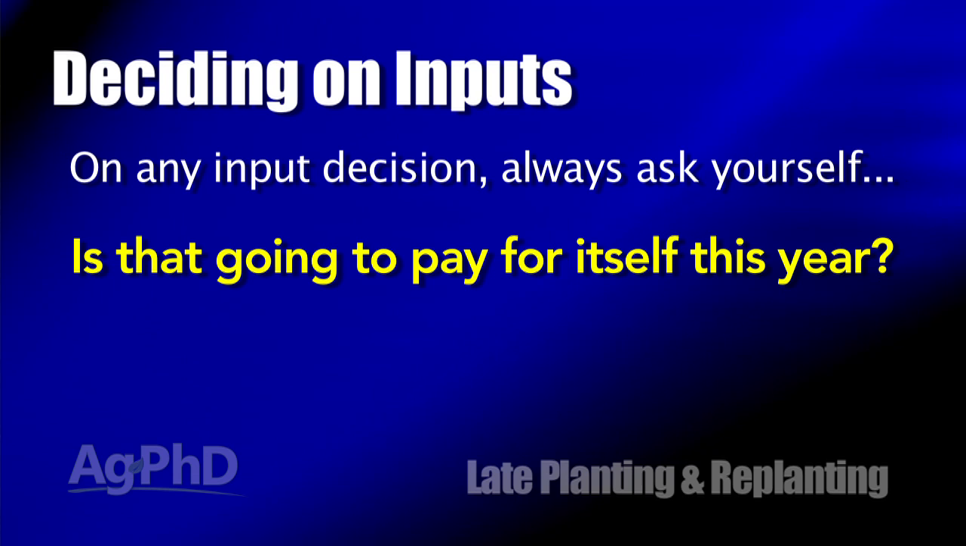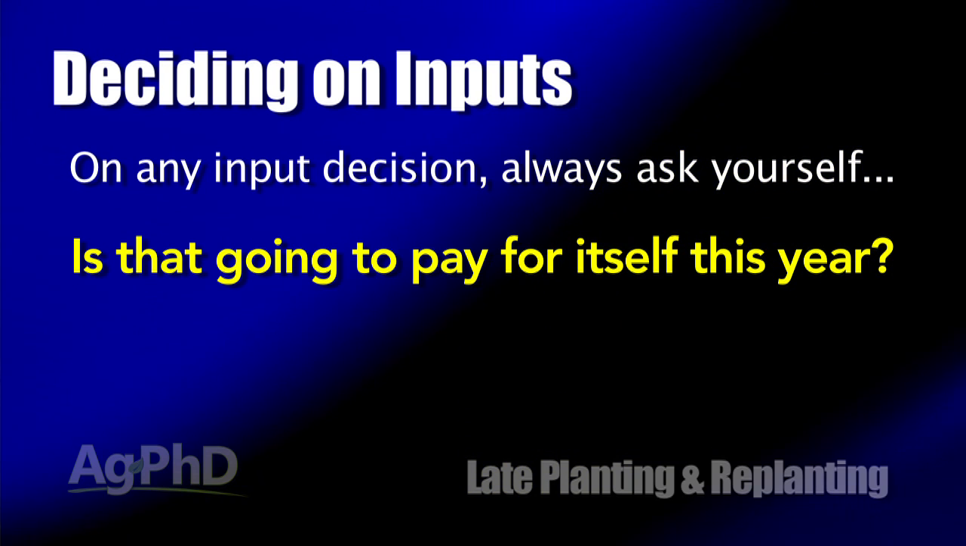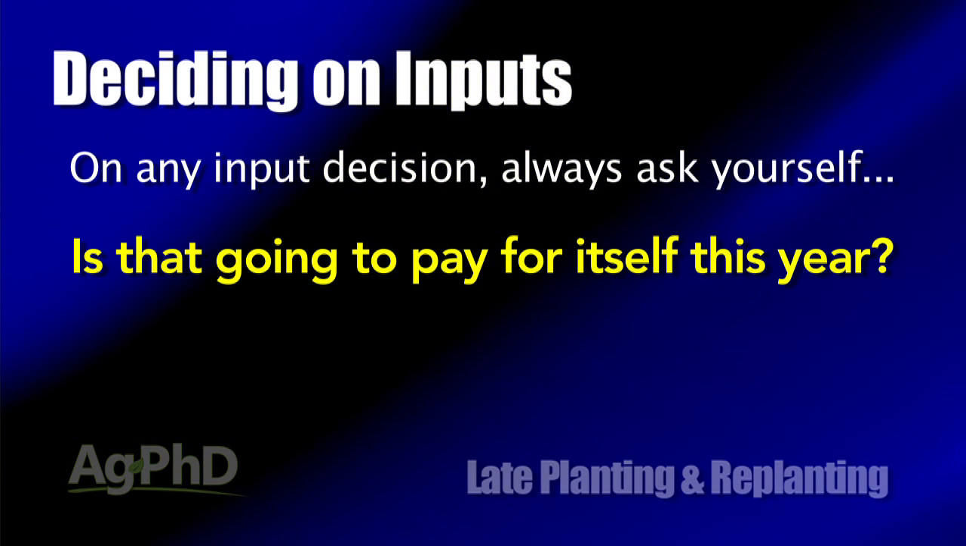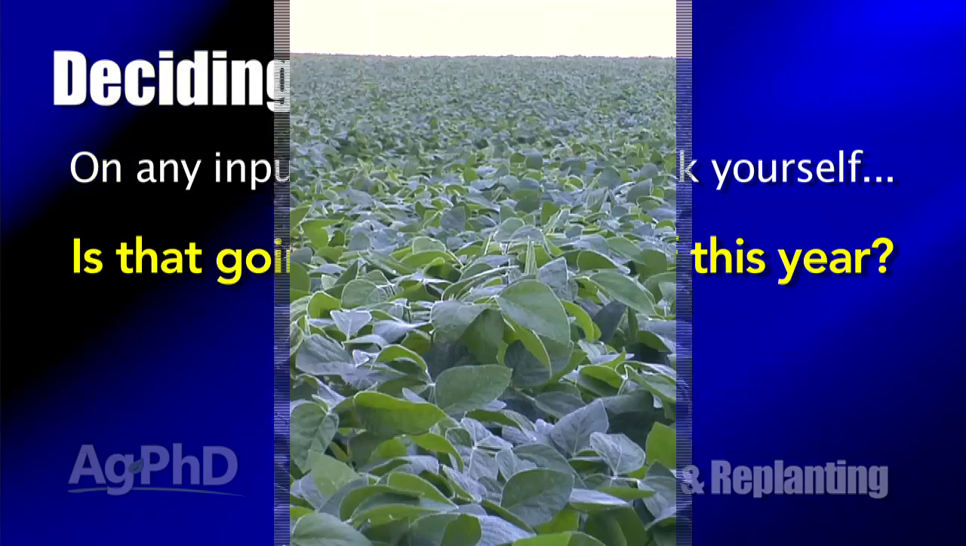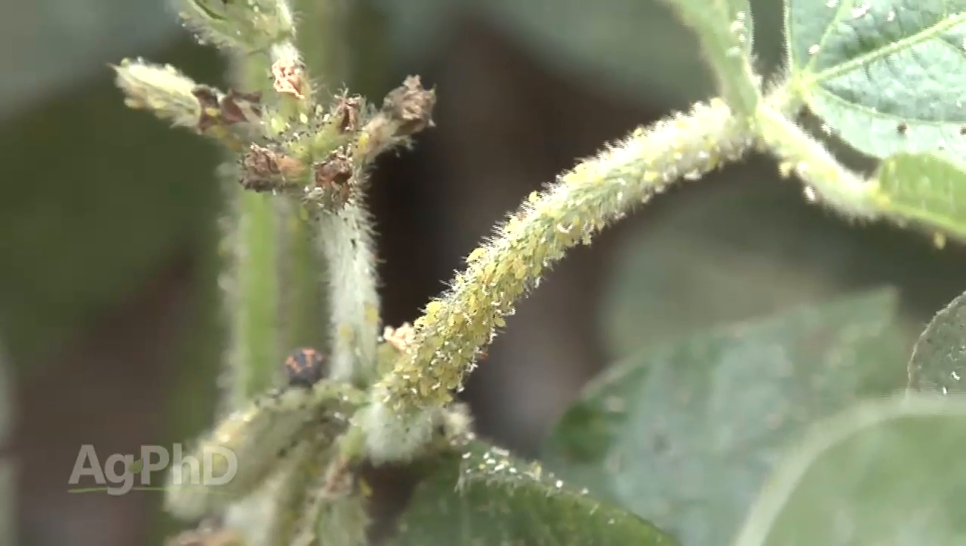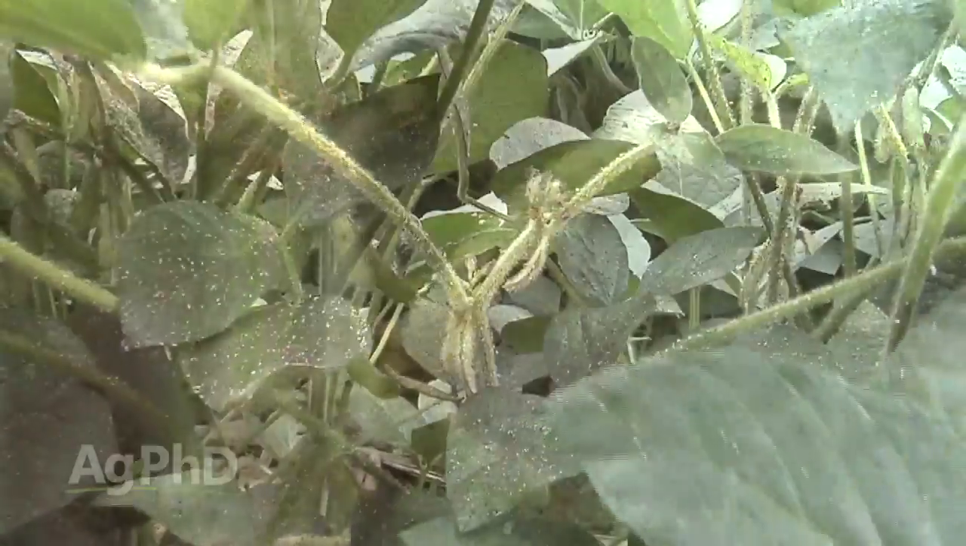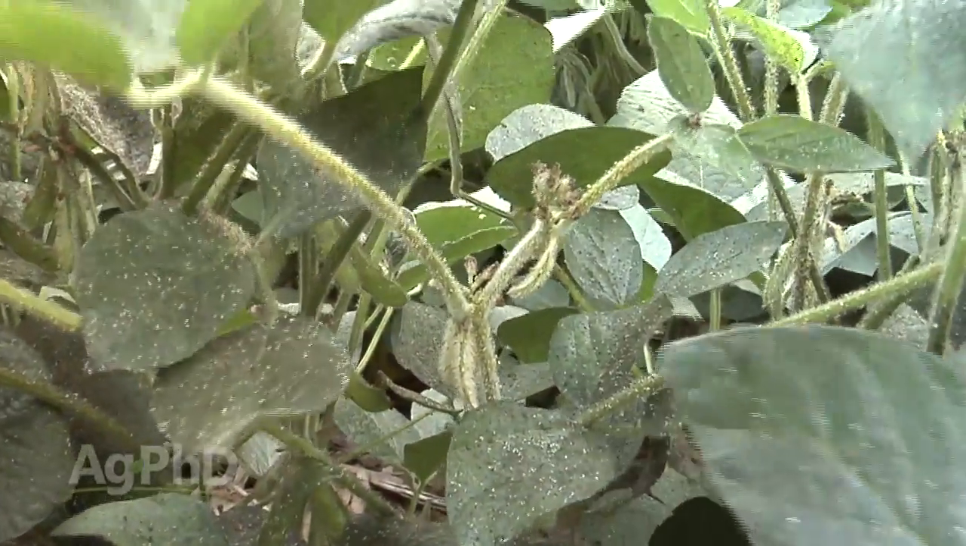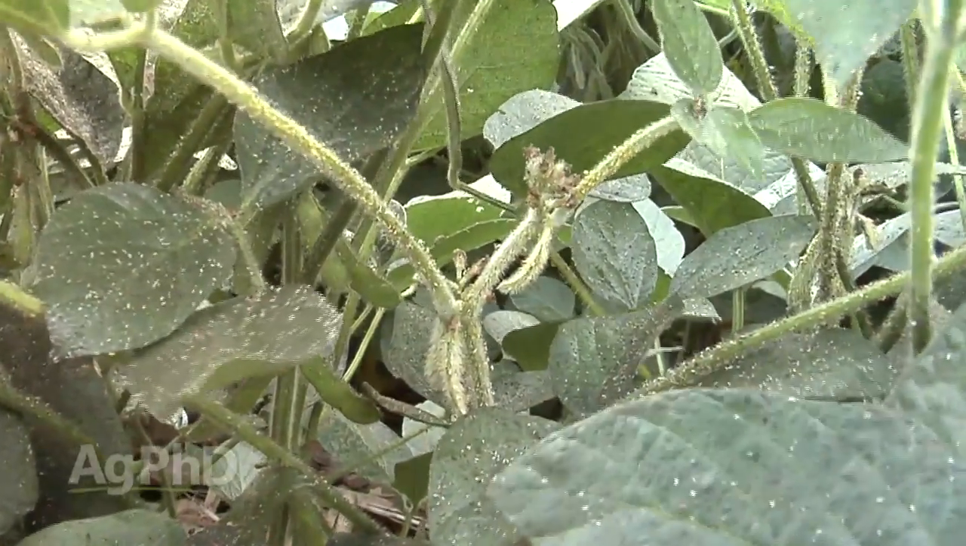We don't ever want to just set a budget based on, well, I think I'm going to do this. No, here's how we would suggest you do it. Look at each individual thing and ask yourself the question, is that going to pay for itself this year? So let's take insecticide, for example. We see a lot of people give up on insecticide and they have a bad bug problem. And I'm going, hey, you're going to lose 20 bushels. I don't care if your yield potential went from 60 down to 45. You're going to lose 20 bushels if you don't kill that bug.